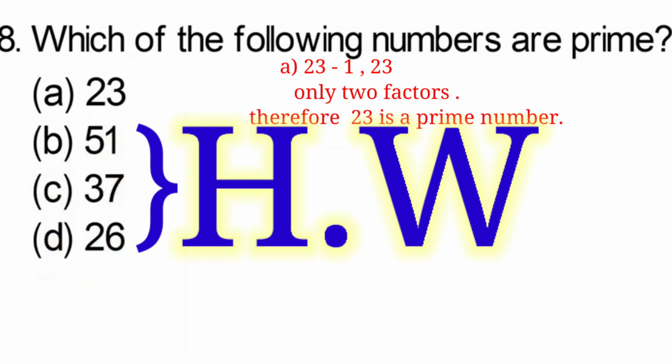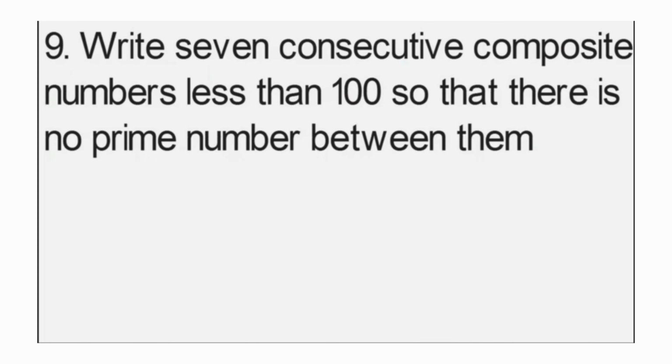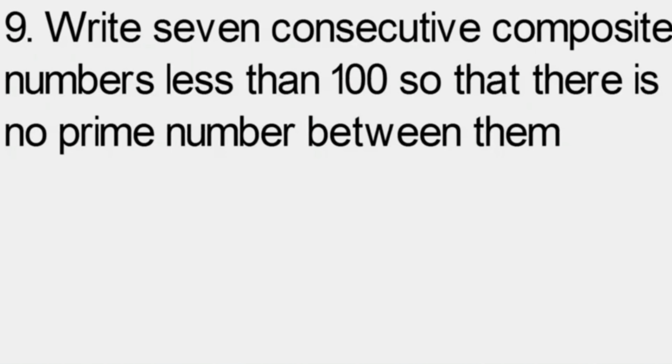So got, students? Now question number 9: write 7 consecutive composite numbers less than 100 so that there is no prime number between them. Students, don't get confused in this question. This question is just related to your exercise 3.1.